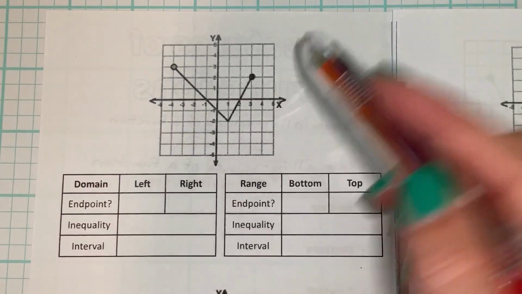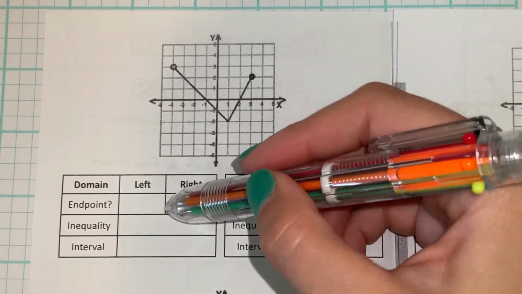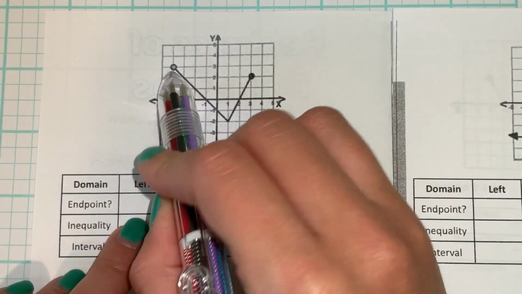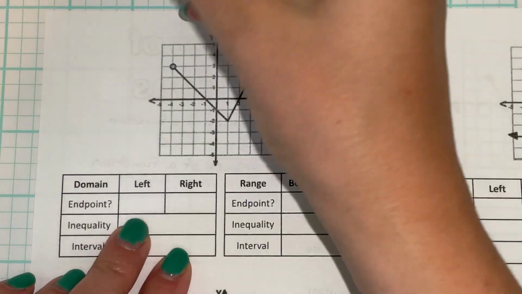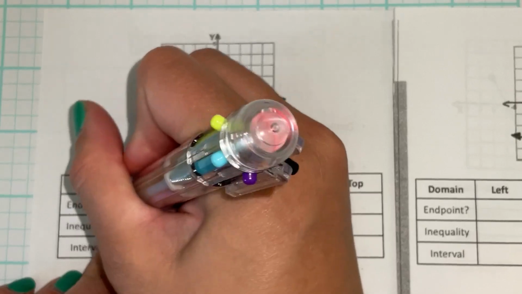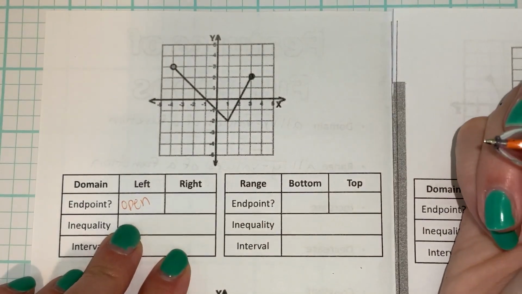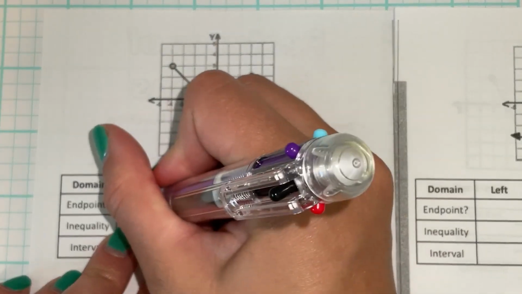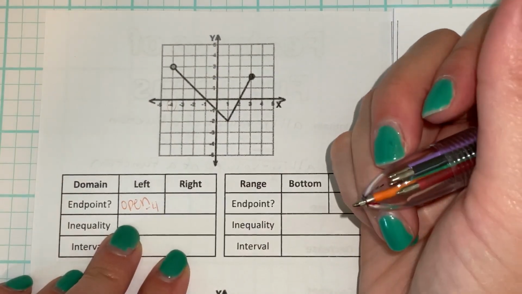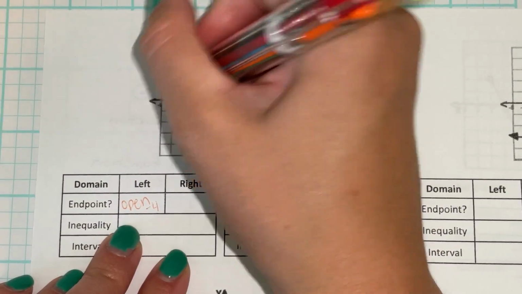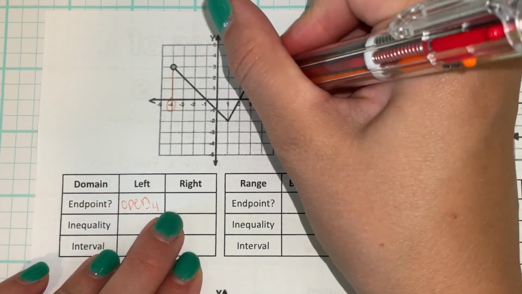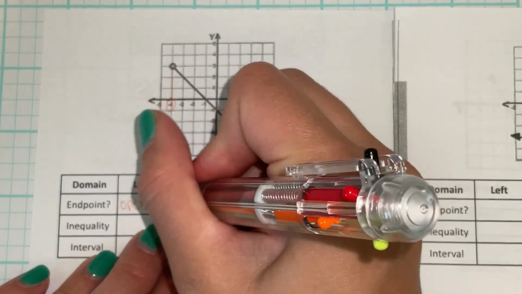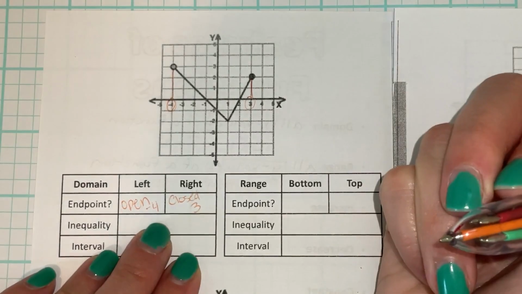Domain goes left to right, because you're looking at x values. On the leftmost part of this graph, the farthest left I can go, I have an open dot. So I'm just going to put open, and it's open on that x value of -4. So it's an open -4, okay? And then on the right side, we have a closed dot, because this is as far right as I can go. We have a closed dot at 3. So I'm going to put closed at 3.